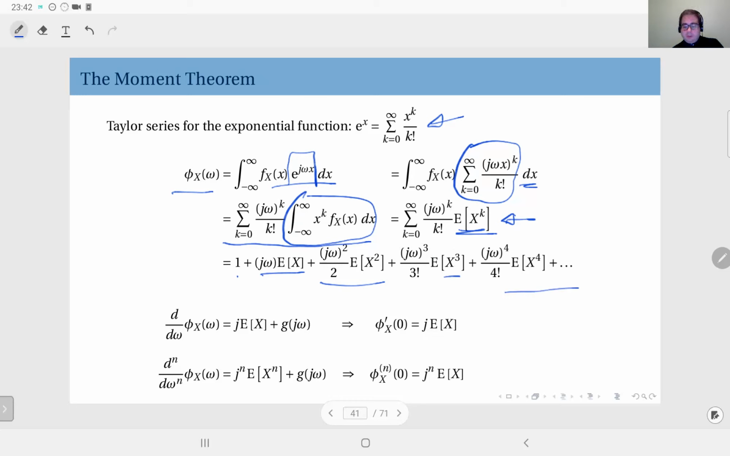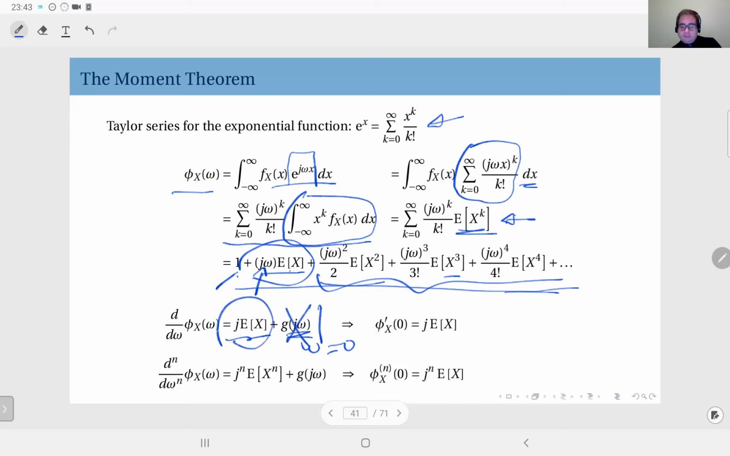Okay. Therefore, what you have here is if you differentiate this expression with respect to omega, this disappears, and here this omega disappears. You get just j times expected value of x plus something here that depends on omega. Here you see we do not have any omega. That means if you just plug in omega equals 0 here, you get rid of this term. What remains is just this, okay? So just take the first derivative of the characteristic function and plug in omega equals 0, you get j times the expected value. So whatever you get, divide it by j to obtain the mean value.